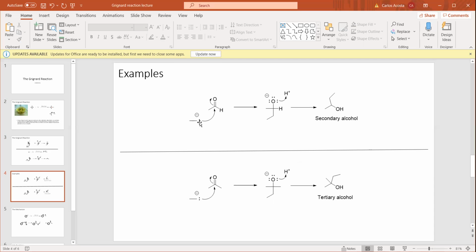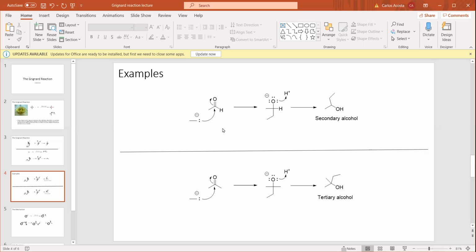Again, the mechanism is exactly the same. The lone pair will attack the electrophilic carbon, which is the carbonyl carbon. The electrons will be kicked up onto the oxygen, as shown. We will get an alkoxide intermediate, which will be protonated by an acid, and we will get our resulting secondary alcohol.